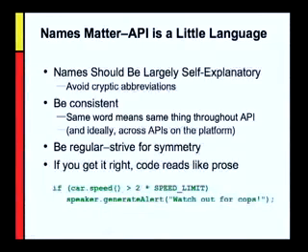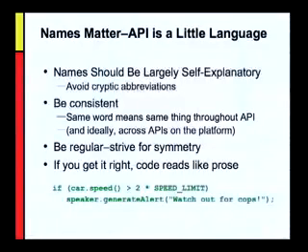The idea is that every API is a little language, and people who are going to use your API have to learn that language and then speak in that language. And that means names should be largely self-explanatory. You should avoid cryptic abbreviations. So the original Unix names, I think, failed this one miserably.